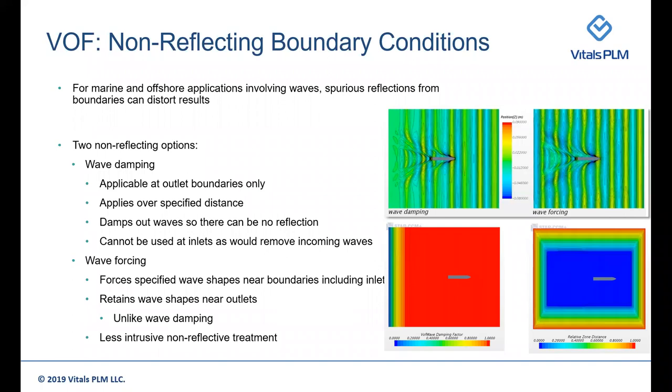The wave damping can be applied only at the outlet boundaries or a specified distance, and it can damp out the waves so that the damped wave will not come back into the domain, so that the reflections can be avoided. And it cannot be used at the inlet because it can remove the incoming waves. On the other hand, the wave forcing, as the name implies, forces the specified wave shapes near the boundaries, including the inlet.